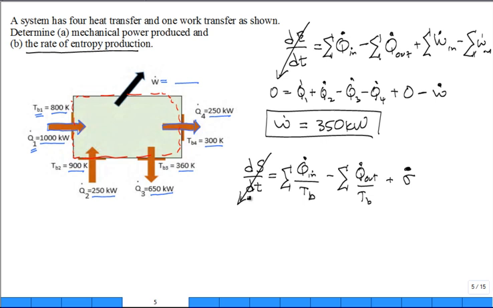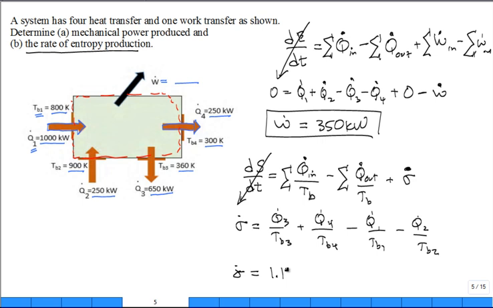Okay, so what do we have? Sigma dot is equal to Q dot 3 over T B3 plus Q dot 4 over T B4 minus Q dot 1 over T B1 minus Q dot 2 over T B2. When you substitute the numbers, the rate of entropy production in this problem is 1.11. What are the units on that? Kilowatts per Kelvin.